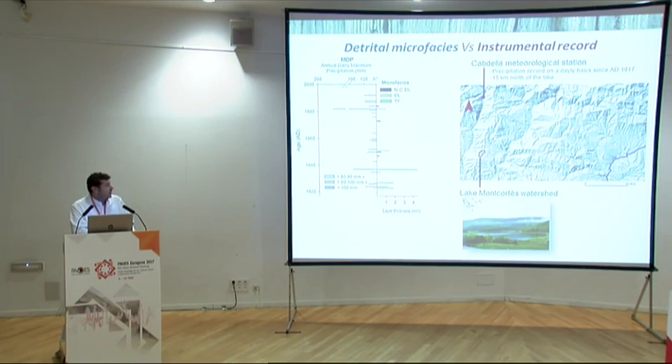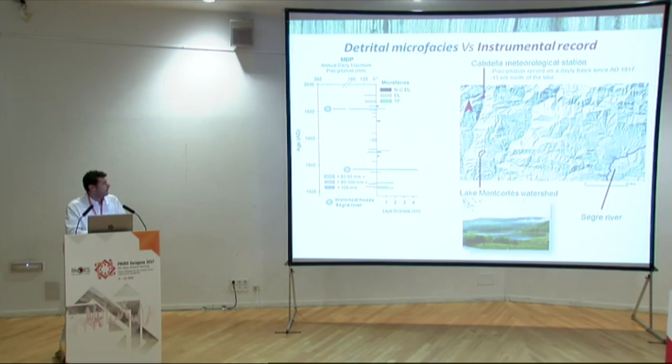detrital microfacies, we see that there is a good relation between them. And also, we have the two largest historical floods of the Segre River, which is 30 kilometers east of the lake, that are also recorded as a detrital layer and as a turbidite. So this lake is really recording extreme events.